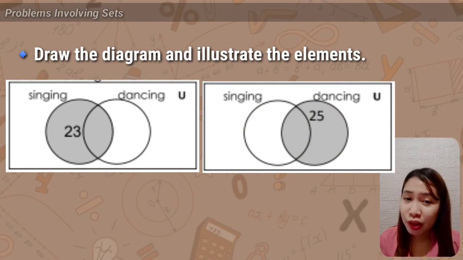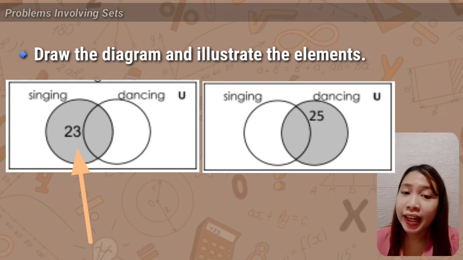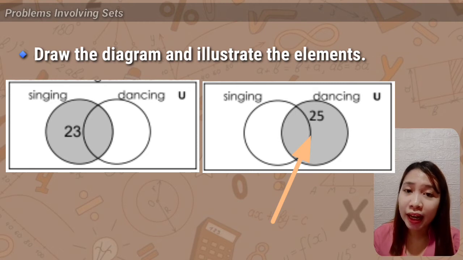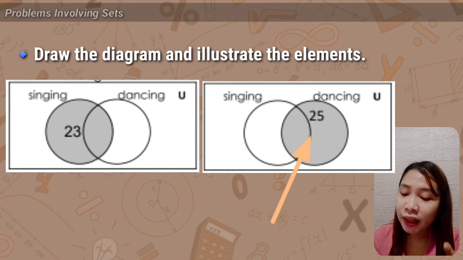Okay? So, dun sa una na given natin ay 23 lang yung estudyante na love yung singing. Kaya yun lang yung may shaded part dun sa ating illustration kasi this represents the 23 students who love singing. And the other given naman na 25 students who love dancing naman ay naka-illustrate dito. So, ang may shaded part dito ay yung portion or yung set ng estudyante na love ay dancing.